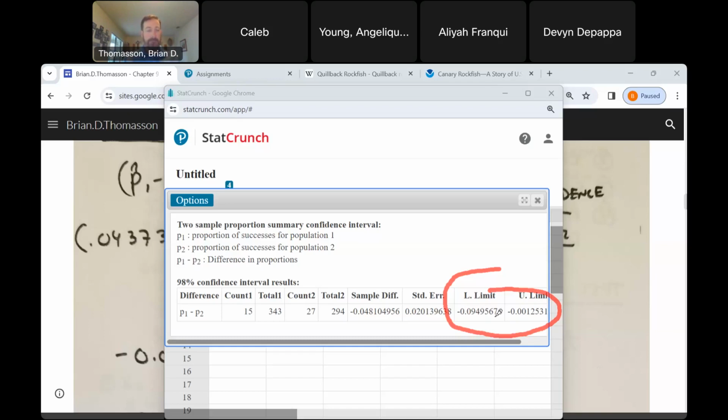For the confidence interval, can you just run through how you did it on StatCrunch one more time? Sure.